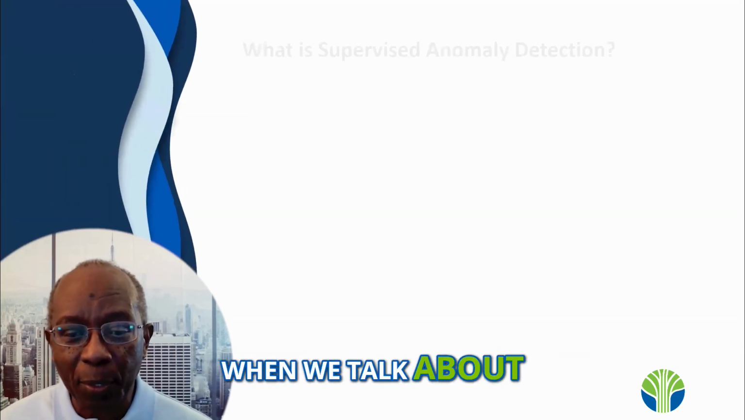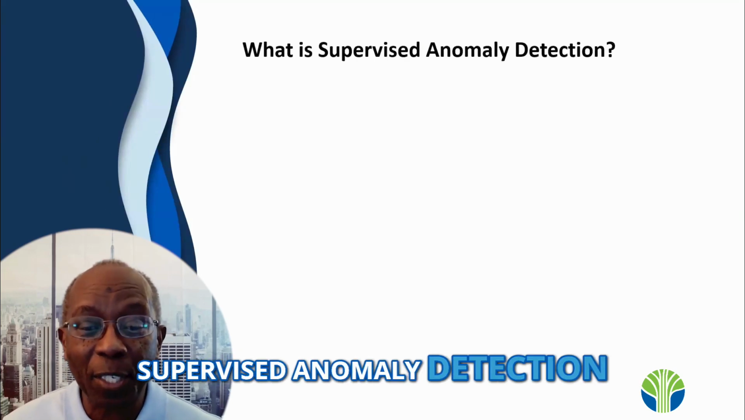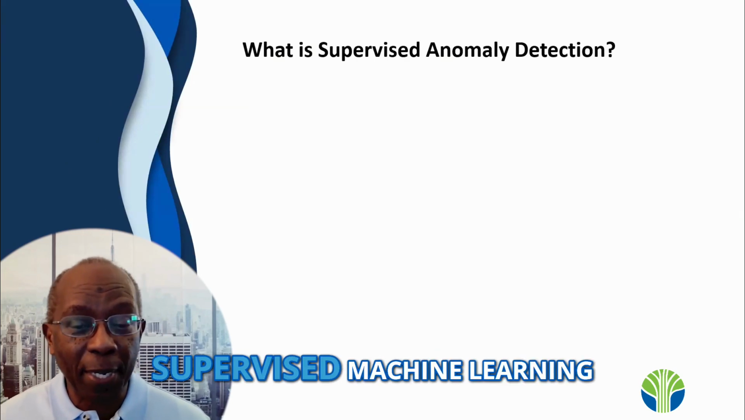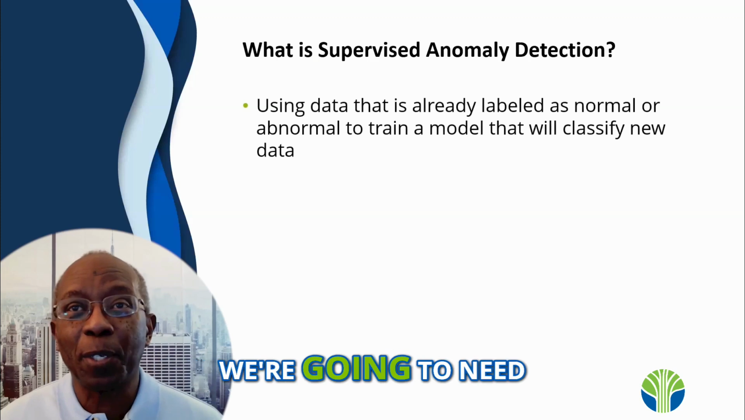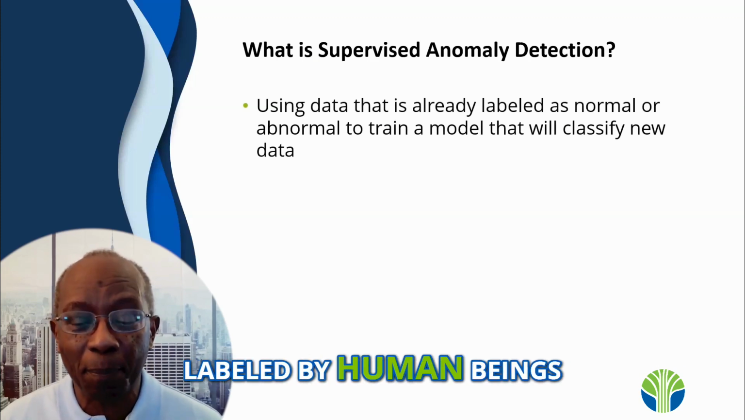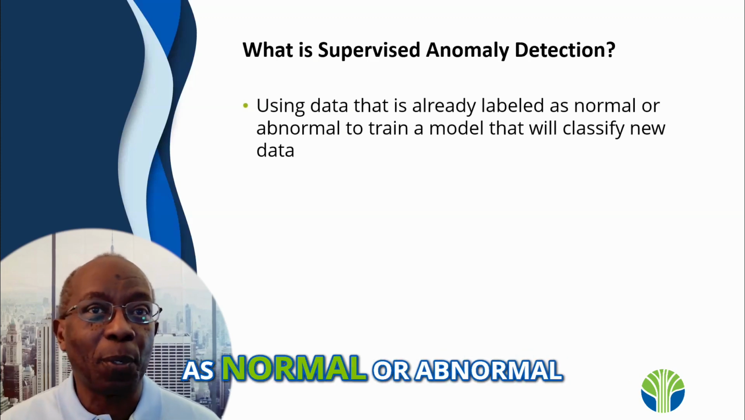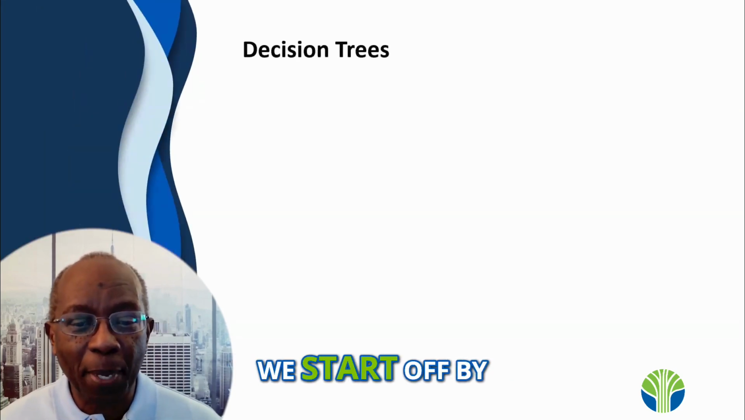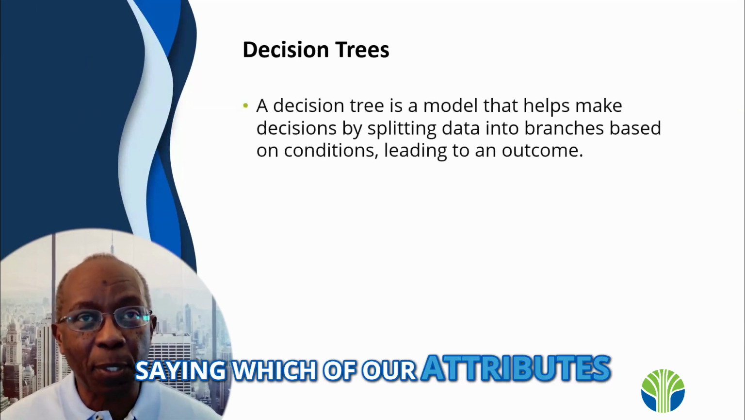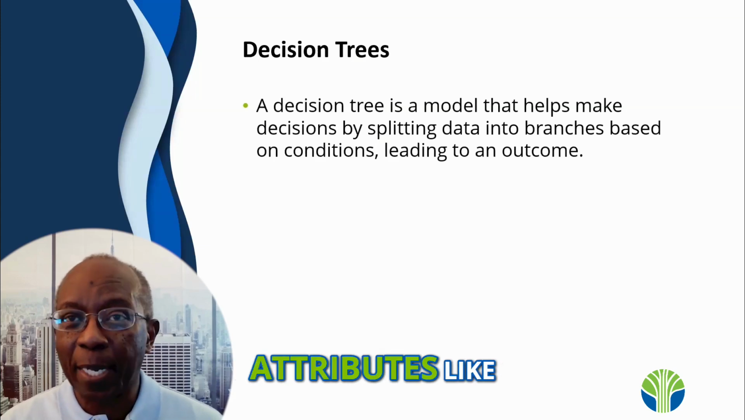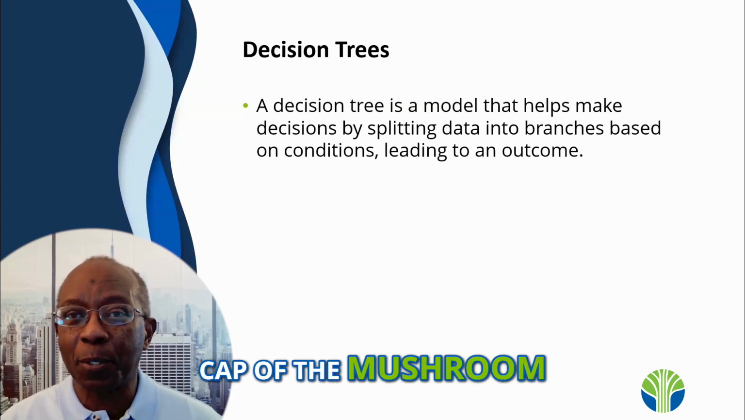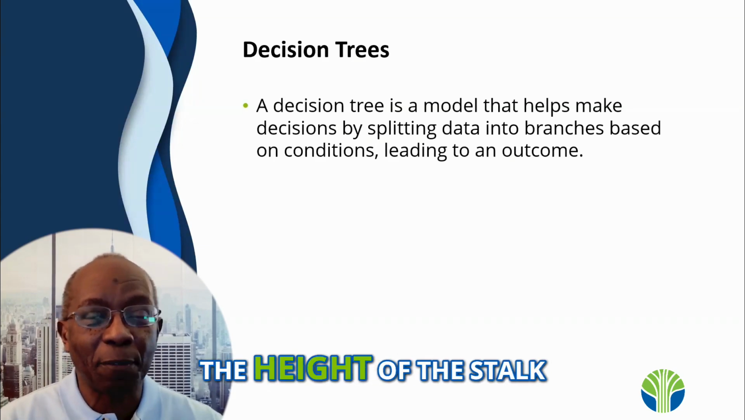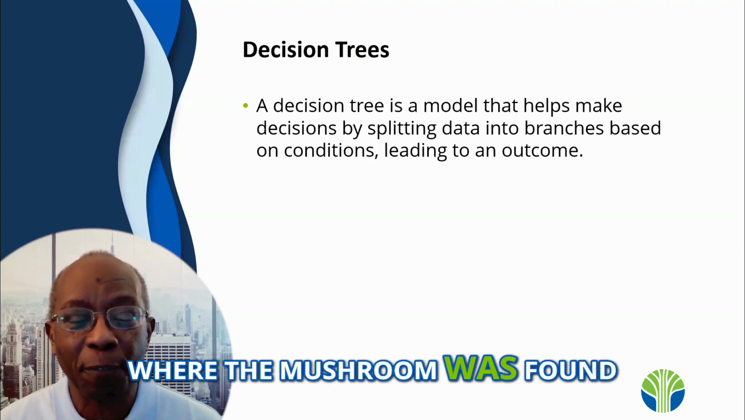So when we talk about supervised anomaly detection, because it is using supervised machine learning, we're going to need data that is already labeled by human beings as normal or abnormal. So in the case of the decision tree, we start off by saying which of our attributes, so imagine you've got attributes like the color of the cap of the mushroom, the color of the gills, the height of the stalk, where the mushroom was found.